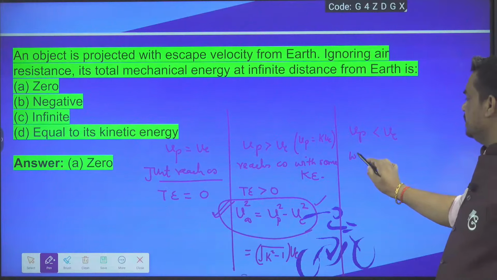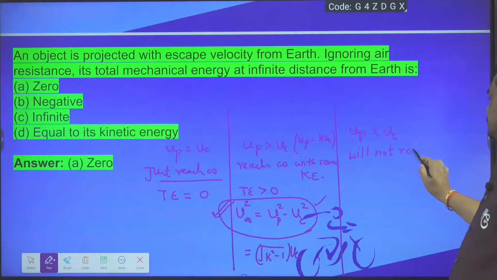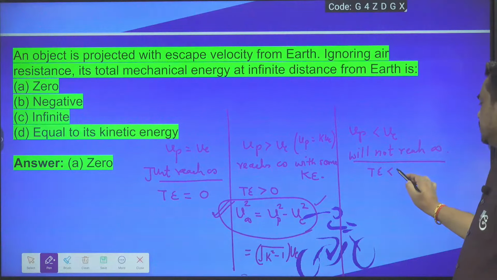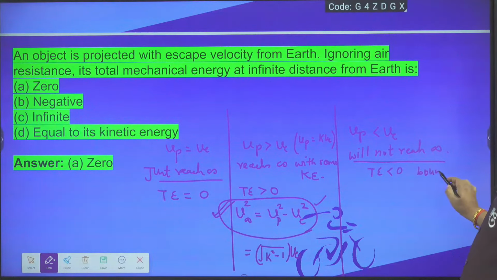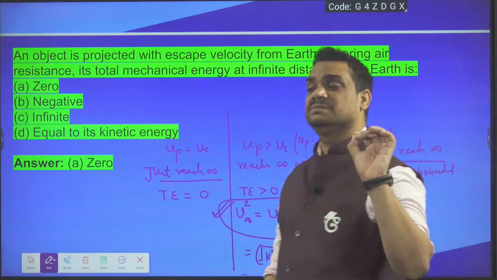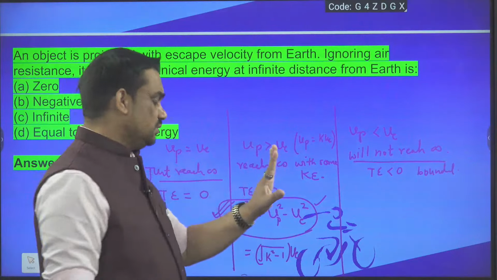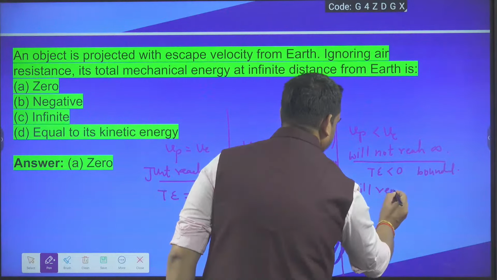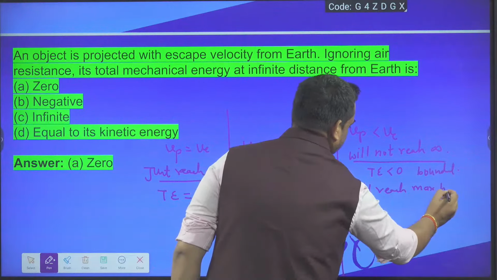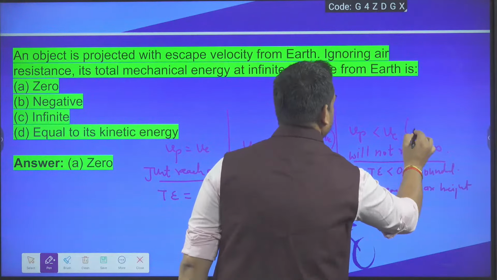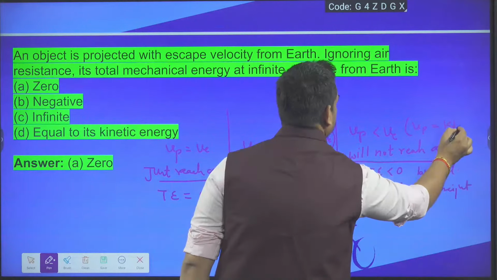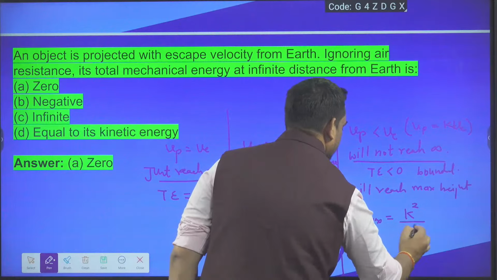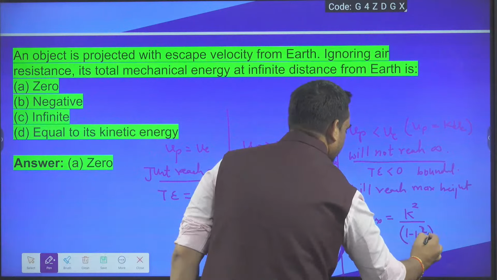In the third case, the object will not reach infinity. Here your total energy is still negative, bounded. When total energy is negative, the system is known to be bounded. It will not go to infinity, and will reach some maximum height. And what is the maximum height? If I say Vp equal to K times of VE, where K is less than 1, then H max is given by this formula: K square by 1 minus K square into R.